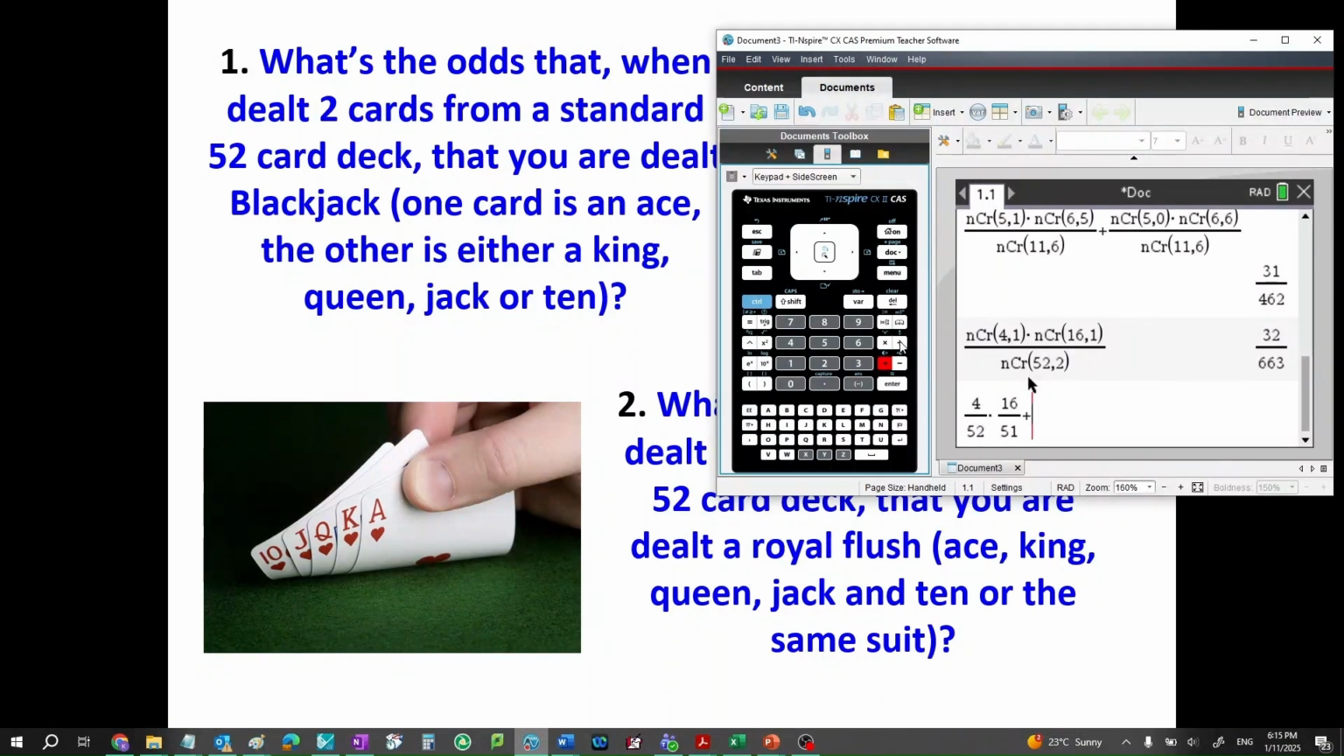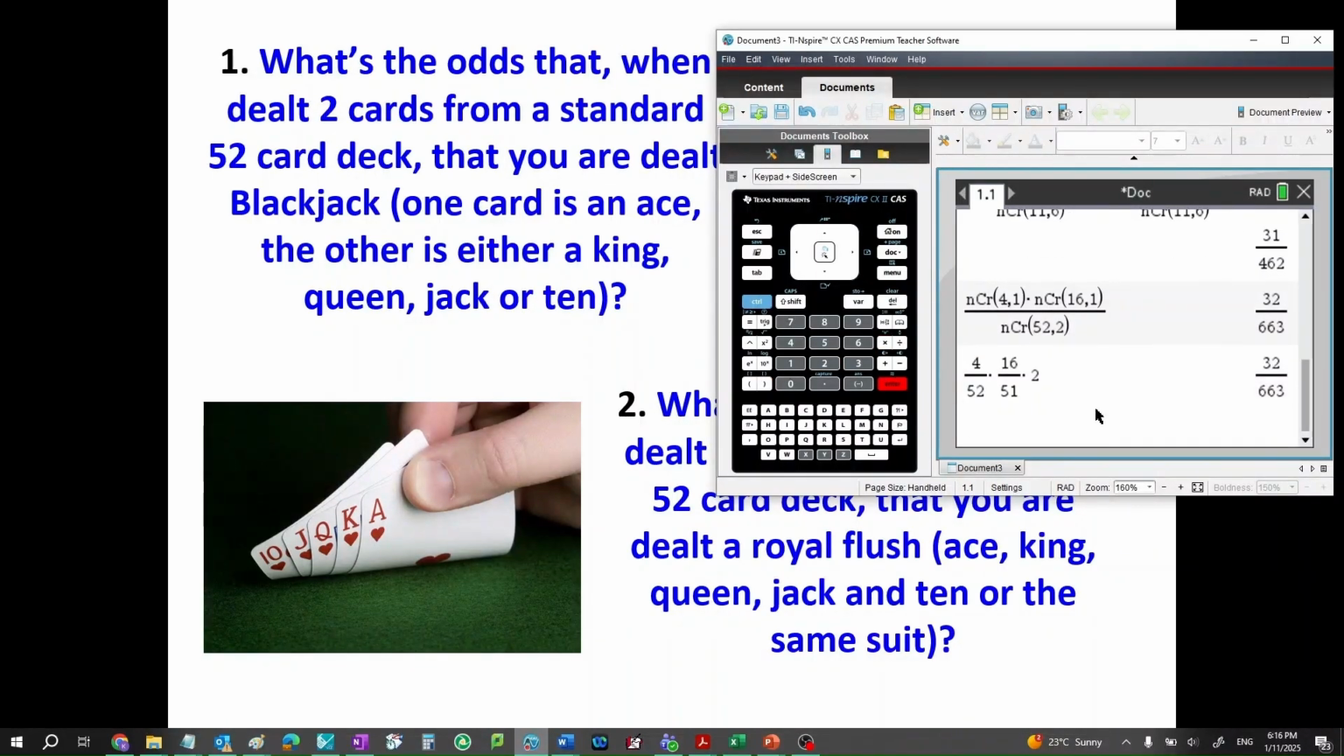So if we were to get the picture card first, there's 16 out of the 52, and then we could get the ace the other way. So out of the 4 aces, we need 1 of those for the remaining 51. And notice that these are actually the same, because on top I've got 4 times 16, on the bottom I've got 51 times 52 on both occasions. So in fact I could just multiply this by 2 and we get the same result.